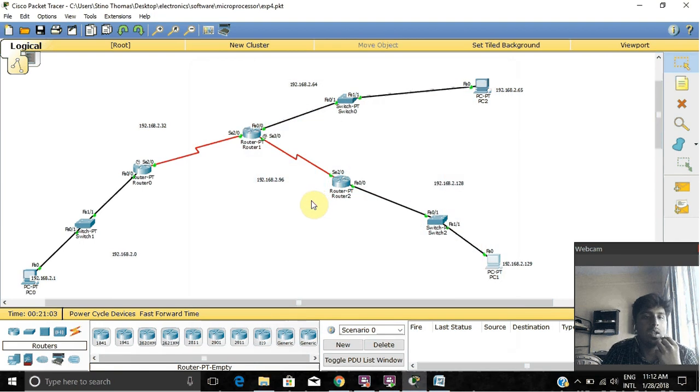static routing. And we'll see dynamic routing through RIP version 1 in the next video.